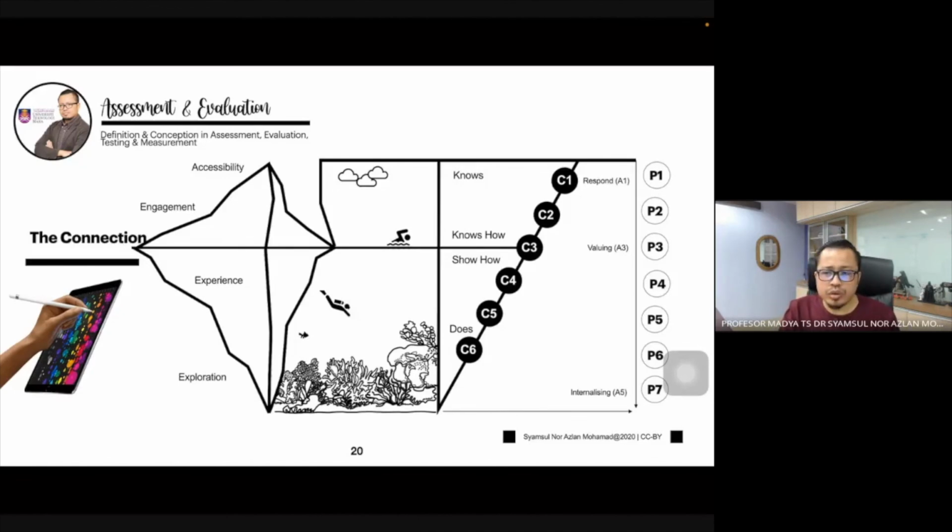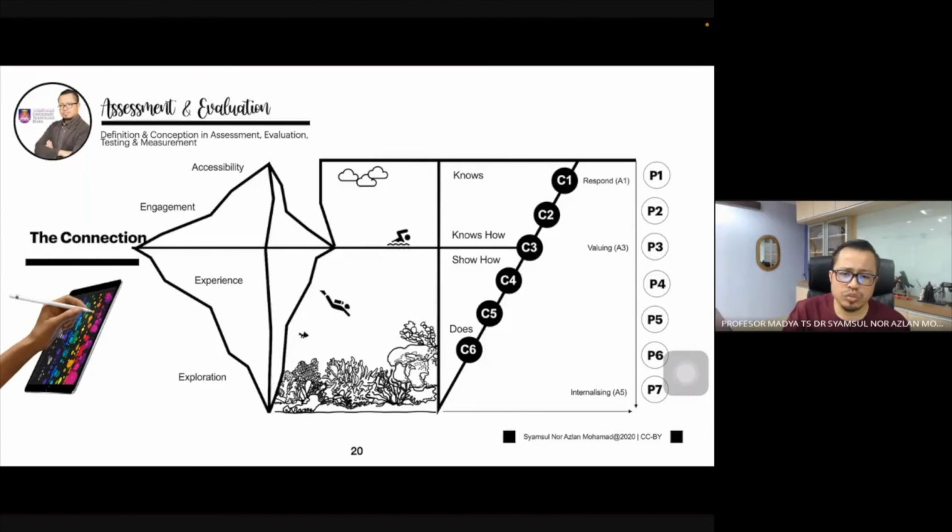Because when you start to understand the taxonomy, you start to realize how to design your teaching and learning and let them engage with you. So accessibility and engagement through knows and know-hows is very important, and you can tap it into C1, C2, and C3. From the perspective of the effective learning domain, you can see how the student responds to and values the knowledge, and from the perspective of psychomotor, how the student understands the sensory motor and mechanizes their behavior.